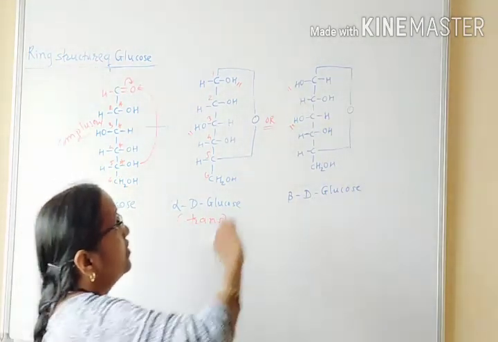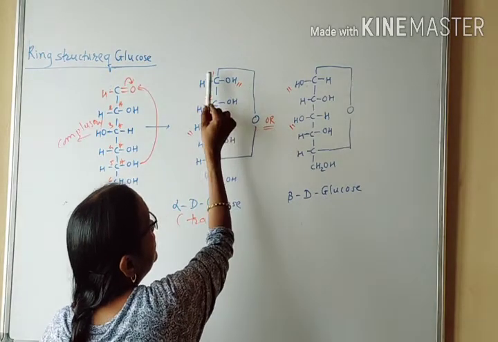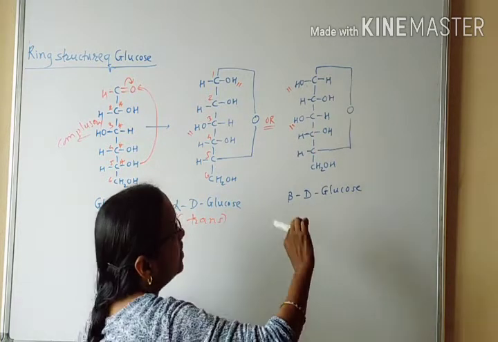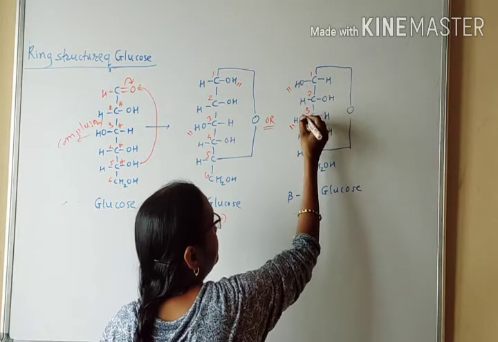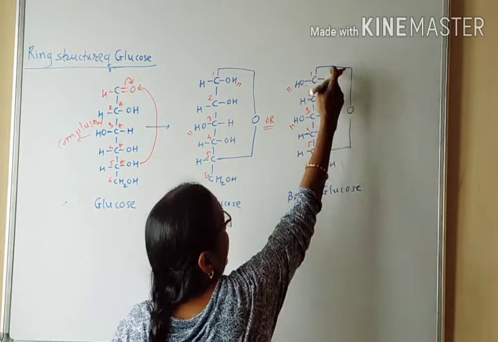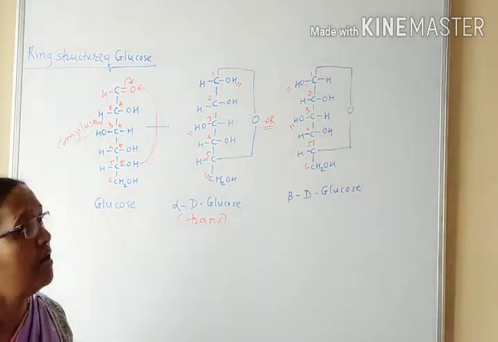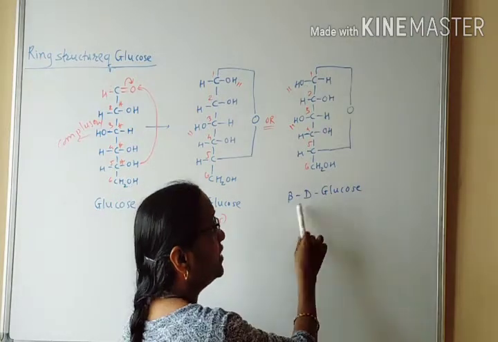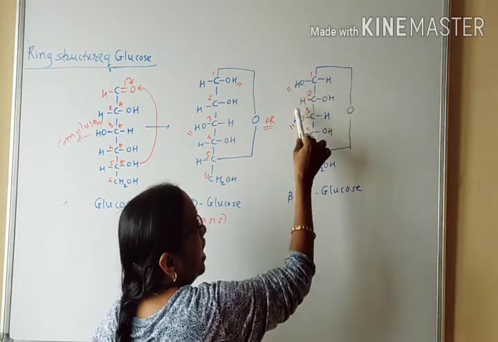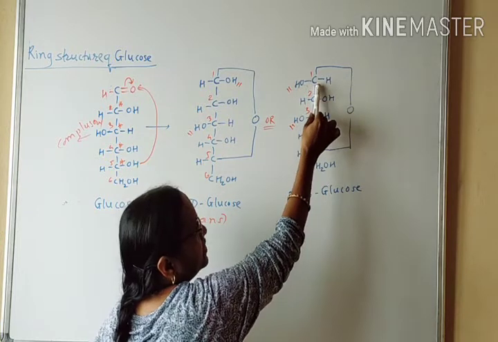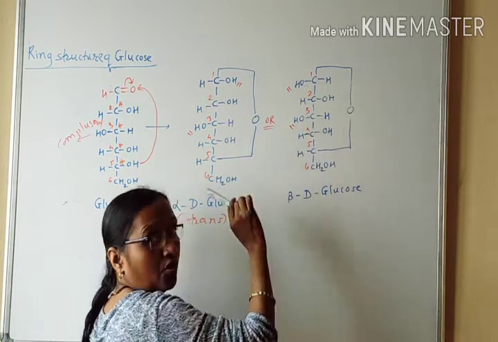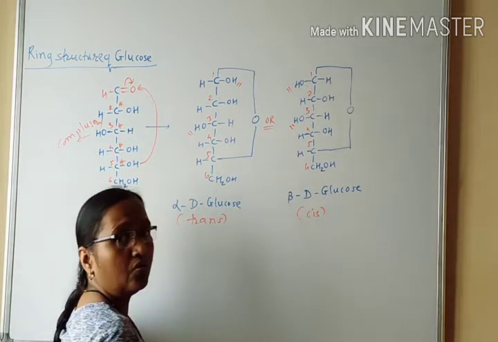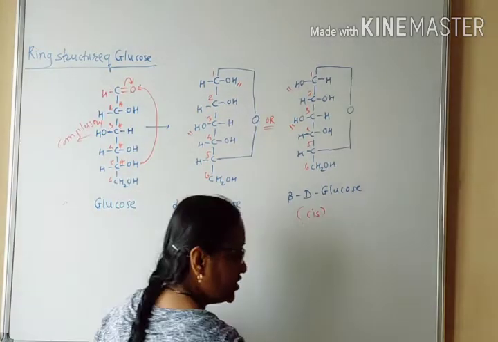Now see here, what is changed? That OH stays to the left side and H to the right side, same structure as it is. The first carbon and the 5th carbon are attached by the O, so there is also formation of a 6-membered ring. That ring is called beta D glucose. The difference is that the first carbon's OH and the third carbon's OH are on the same side. So that structure is the cis. So there is a formation of the ring structures.